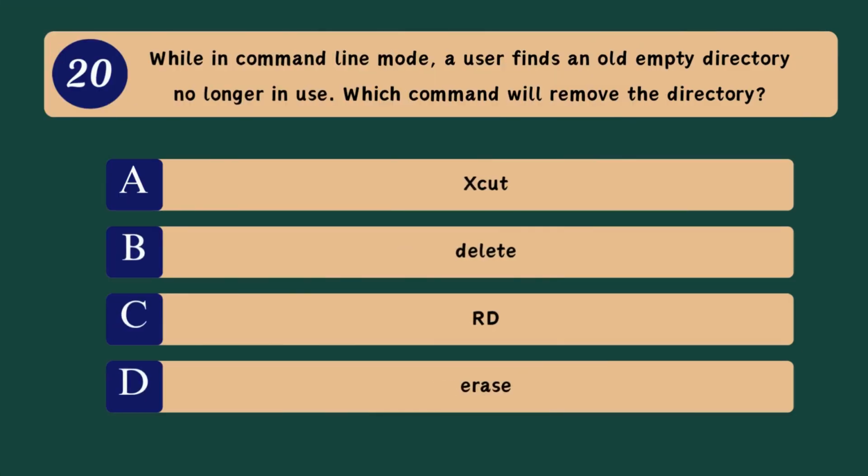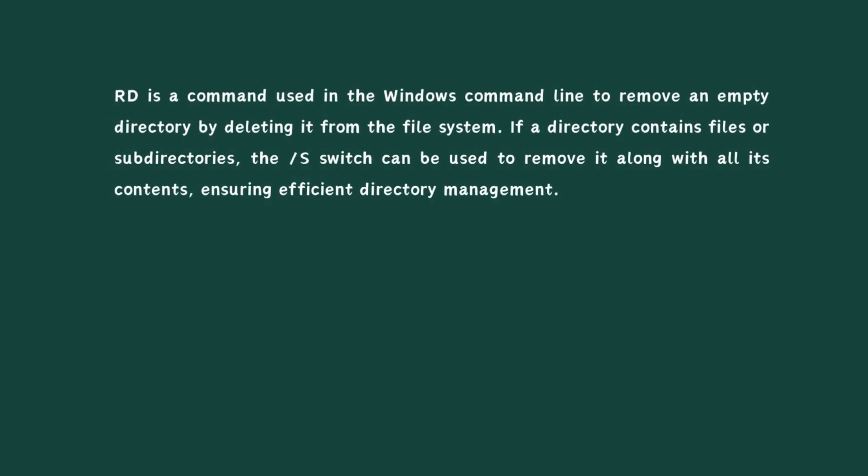Question 20. While in command line mode, a user finds an old empty directory no longer in use. Which command will remove the directory? A. Xcopy. B. Delete. C. RD. D. Erase. Correct answer. C. RD. RD is a command used in the Windows command line to remove an empty directory by deleting it from the file system. If a directory contains files or subdirectories, the /S switch can be used to remove it along with all its contents, ensuring efficient directory management.